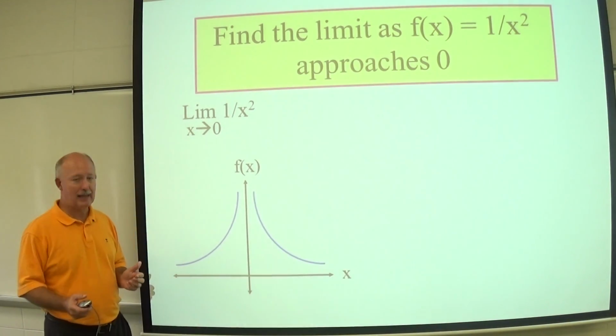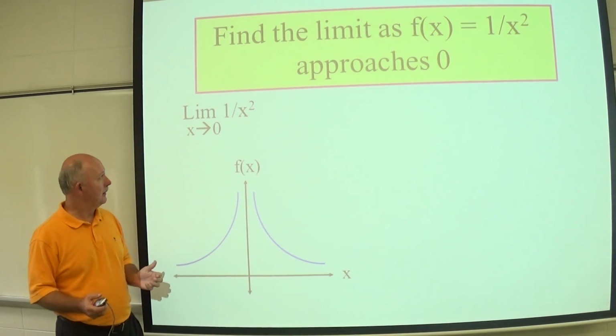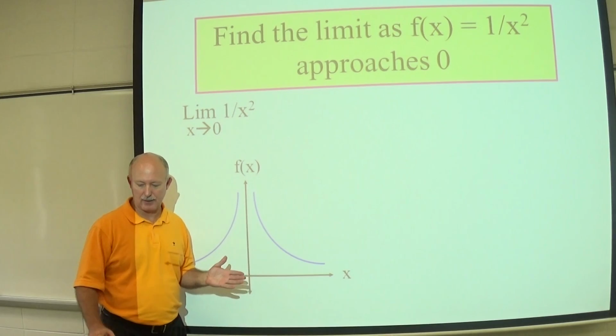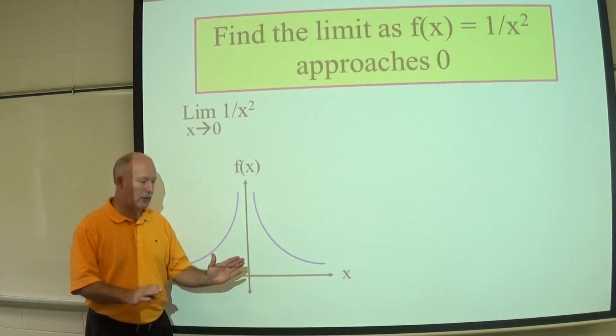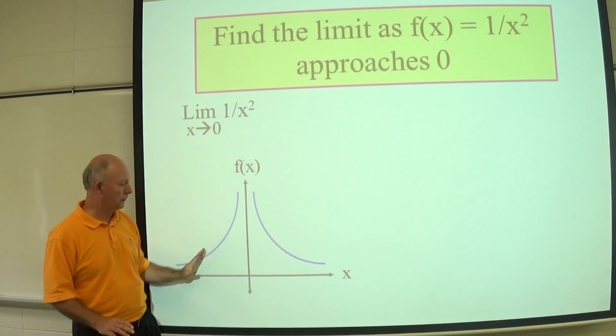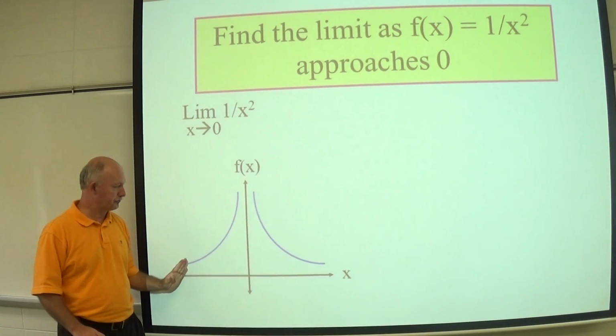So you get something like this right here. Now once again, we're going to use the graph to come up with our limit. Notice what happens. We're going to find the limit as x approaches 0 of 1 over x squared. So this is generally what the graph is going to look like.